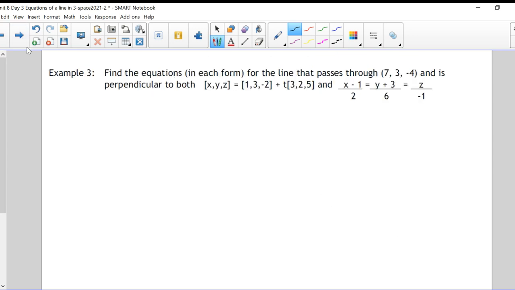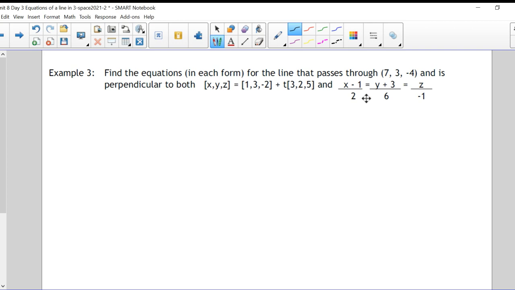Okay, let's move along. Find the equations in each form for the line that passes through this point and is perpendicular to both this and this. Now let's talk about this for a minute. I'm going to use some terms that will hopefully jog your memory. I'm not just looking for a line that's perpendicular to the 3, 2, and 5. Daria is way ahead of me on that. I'm looking for one that is mutually perpendicular, meaning it is perpendicular to this line and also this line.